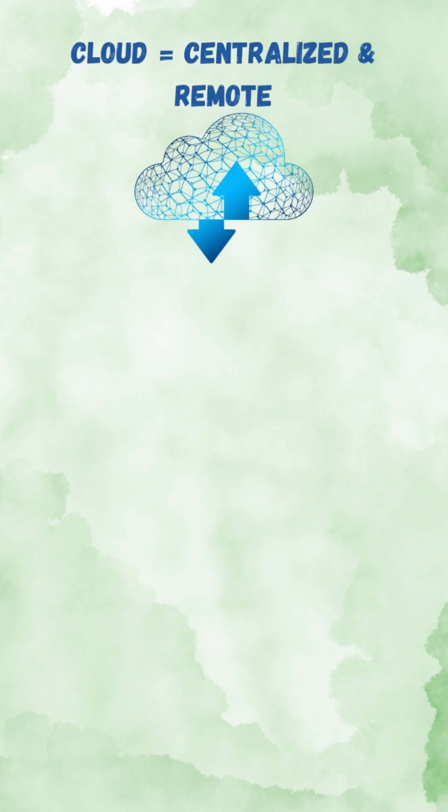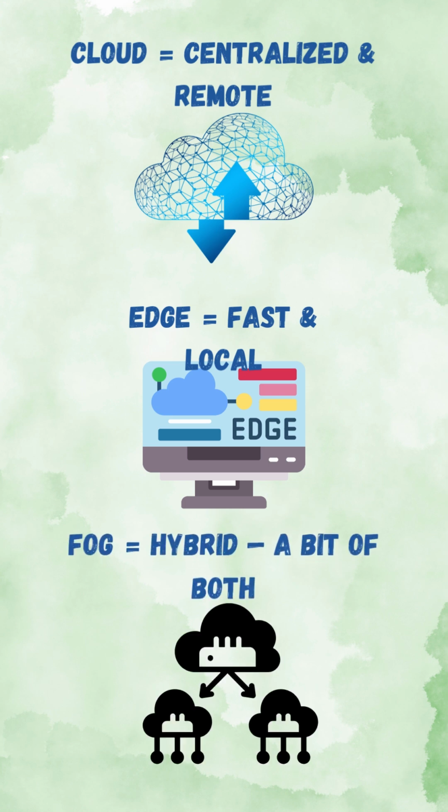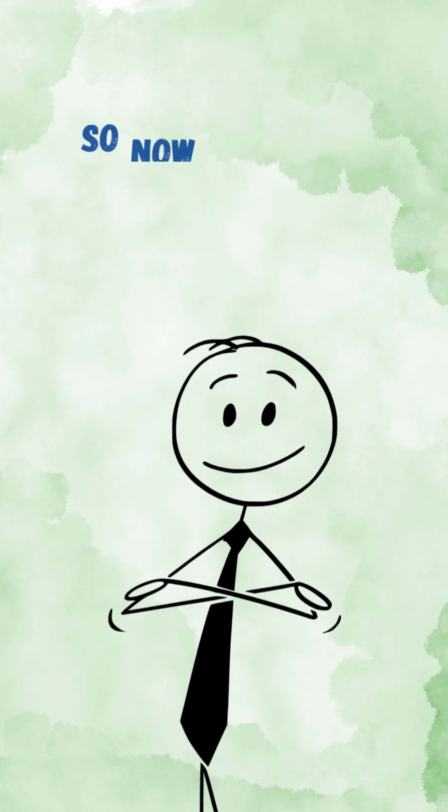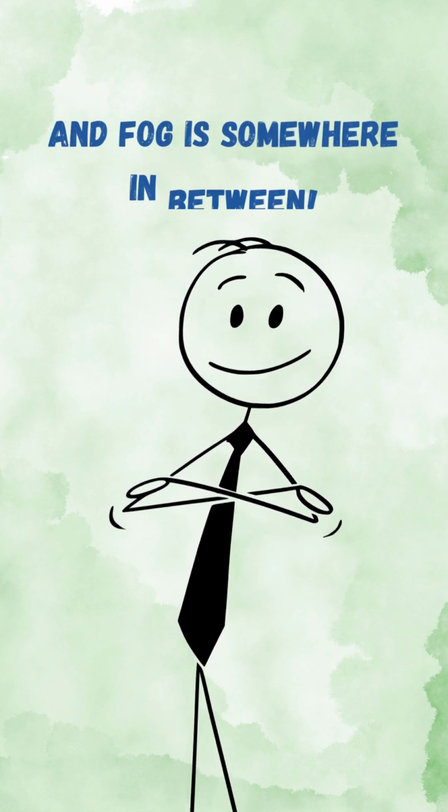Cloud equals centralized and remote. Edge equals fast and local. Fog equals hybrid, a bit of both. So now you know: cloud is far, edge is near, and fog is somewhere in between.